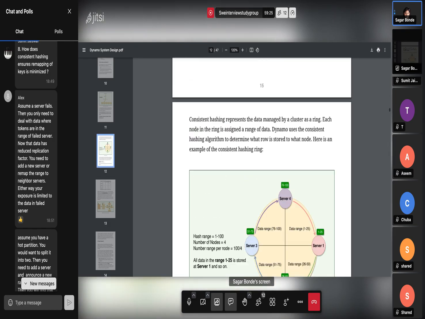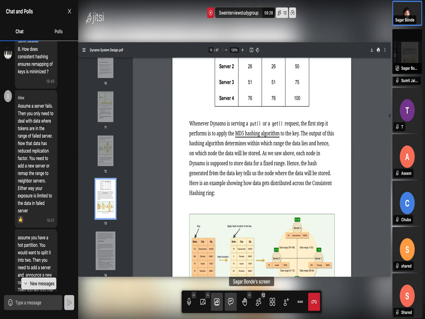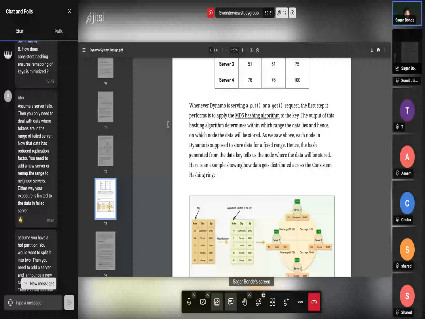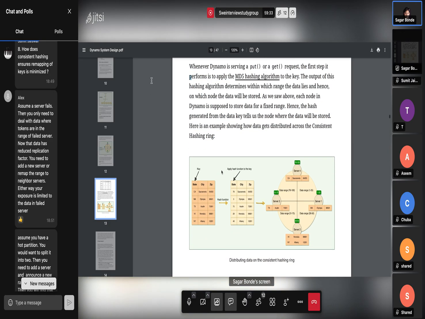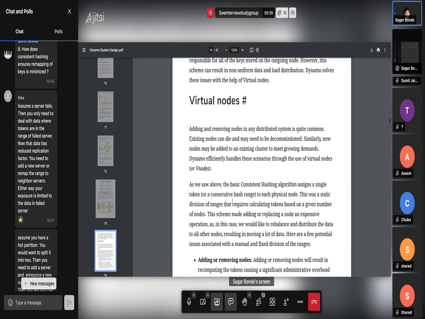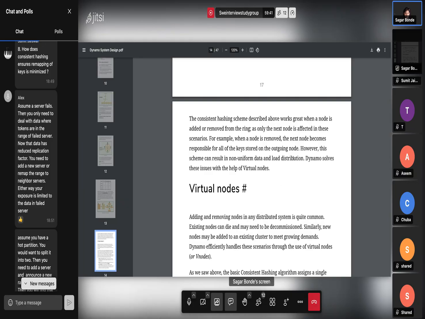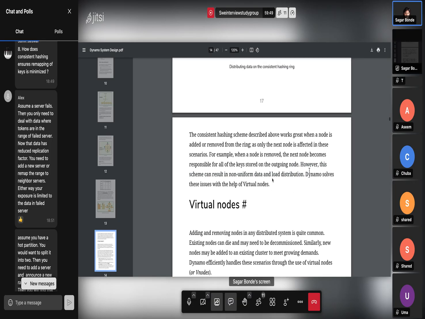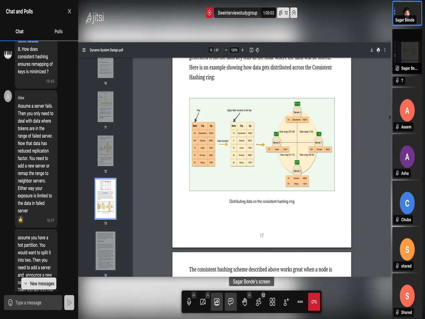We discussed the token ranges, the hash algorithm they are using to calculate the token value, and then distributing it across the hash ring. The next part says that the scheme can result in non-uniform data and load distribution, and they are trying to solve that so that the data would be evenly distributed, avoiding any kind of hard partitioning or unbalanced partitions. Any doubts, anyone?